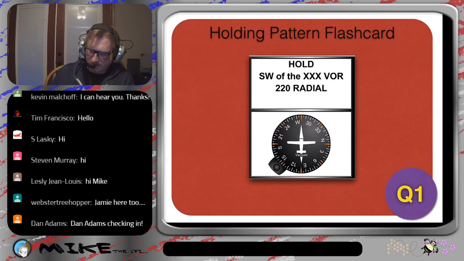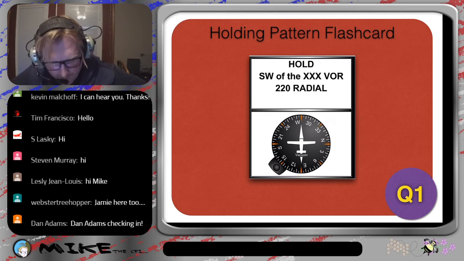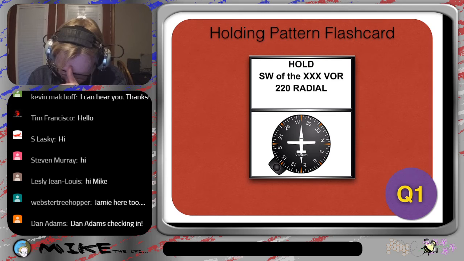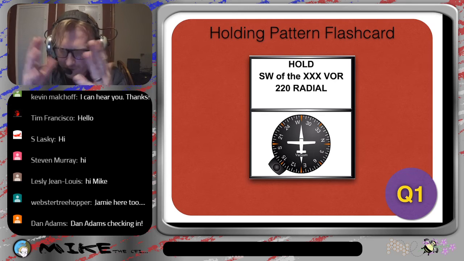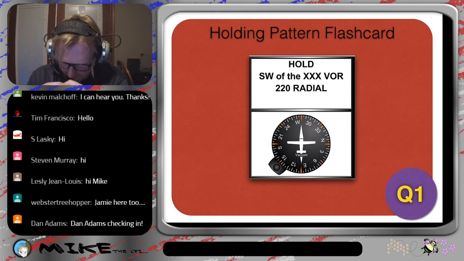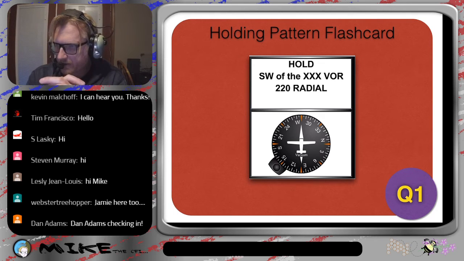I'm going to be sending this PowerPoint to the folks in the instrument class there, and what I want you to do is use these flashcards to go through and practice determining what the correct holding entry would be based on the information that we have. So on these cards here, we get an instruction, and we have a heading indicator showing us what our heading is as we approach the station.